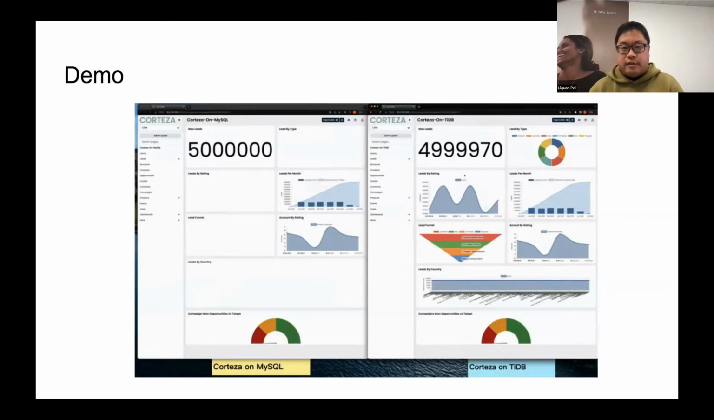again, TiDB is much faster than MySQL for this kind of workload, and I'll explain why by walking you through some basics of TiDB's architecture and design.